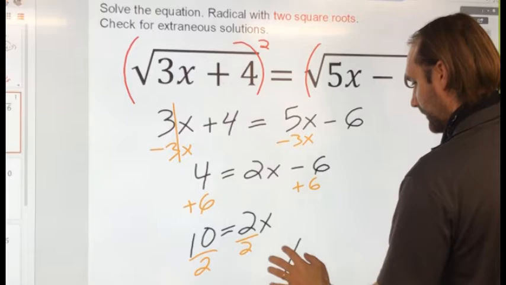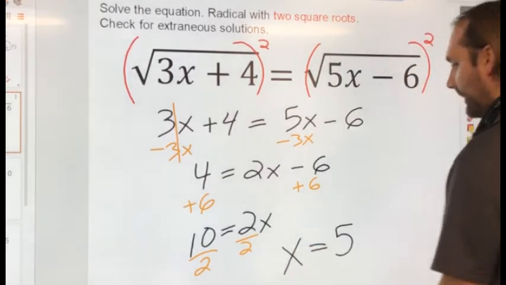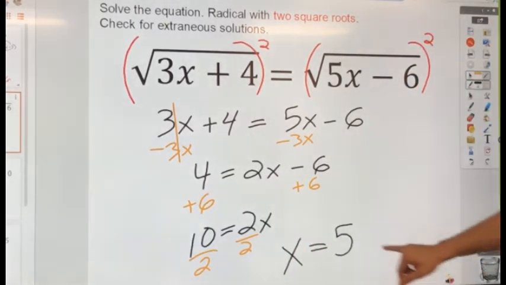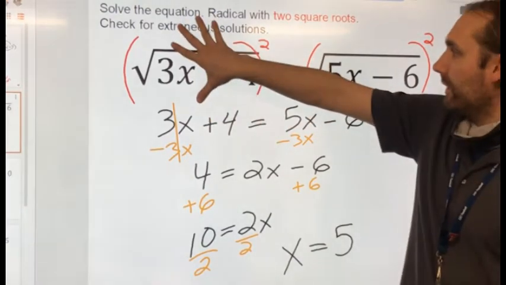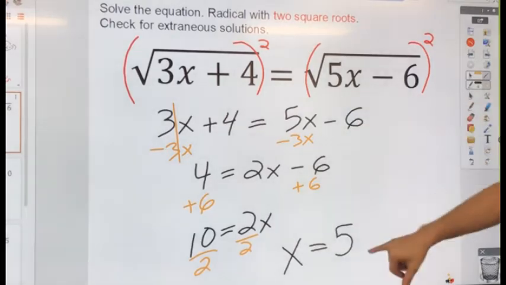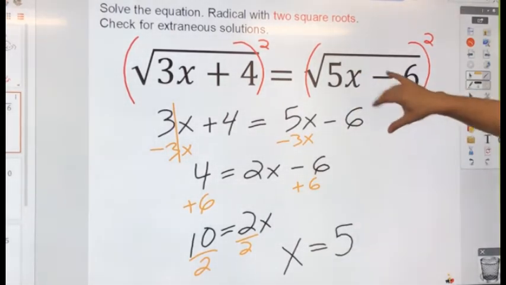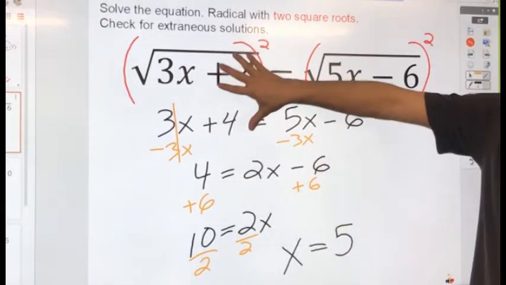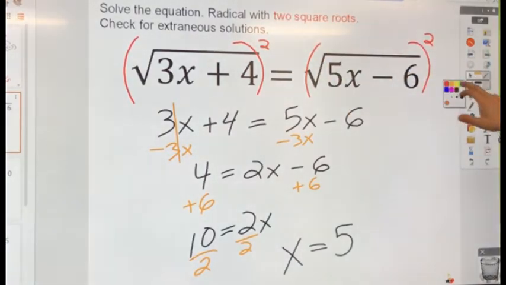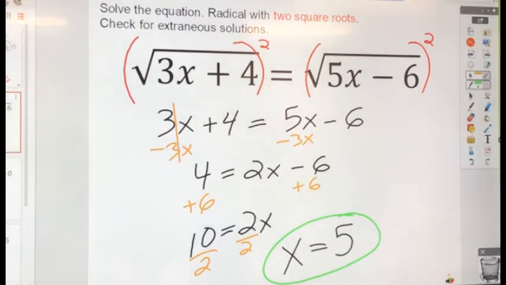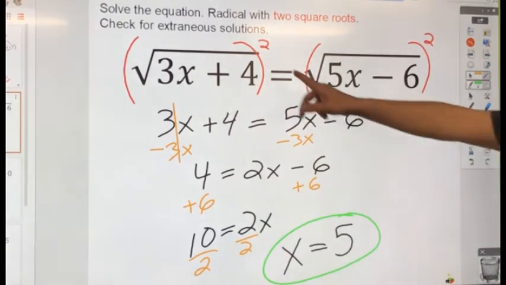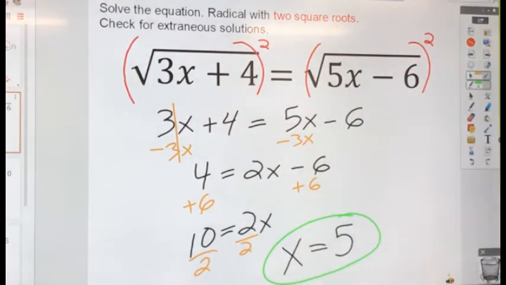Or does it? Well, let's plug it in. 5 times 3 is 15. Plus 4 is 19. I have the square root of 19 here. 5 times 5 is 25. Minus 6 is 19. I have the square root of 19 right here. So the square root of 19 equals the square root of 19. Therefore, x does in fact equal 5. So two square roots. Make sure you have them on opposite sides so that when you square them, they cancel each other out, right?